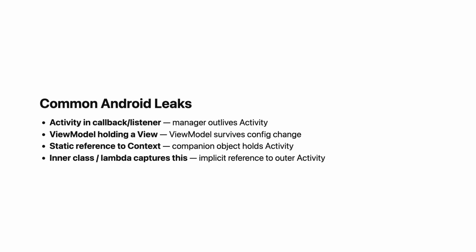Third, static references to context. A companion object property that holds an activity context. That activity can never be garbage collected for the entire lifetime of the app. Use application context when you need a long-lived context. Fourth, inner classes and anonymous objects. A non-static inner class in Java, or a lambda that captures this in Kotlin, holds an implicit reference to the outer class. If that inner class outlives the outer activity, you have a leak.